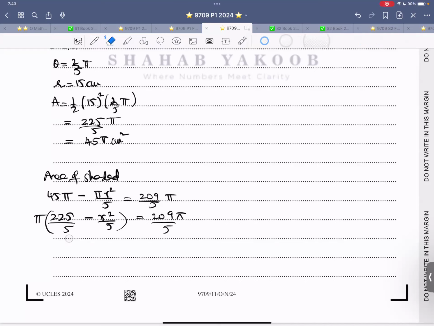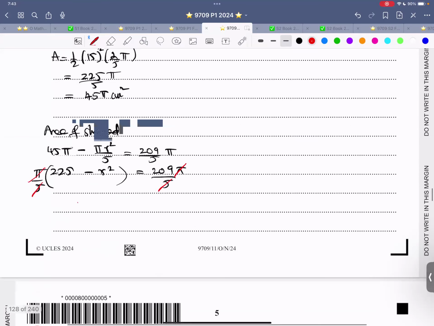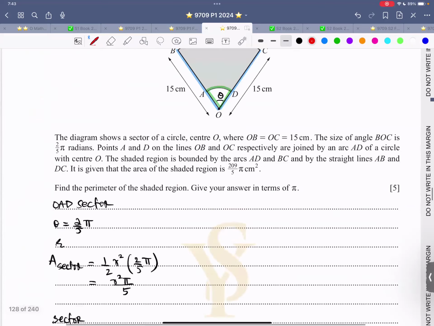Let me also take this 5 common. That will make my life easier. So therefore, this 5 is also common. Now start cancellation. Pi, 5, pi, 5. This cancels out. Therefore, r square is 209 minus 225. That is negative 16. Therefore, r square is 16. Therefore, r is positive 4. Of course, it's positive because it's a radius.